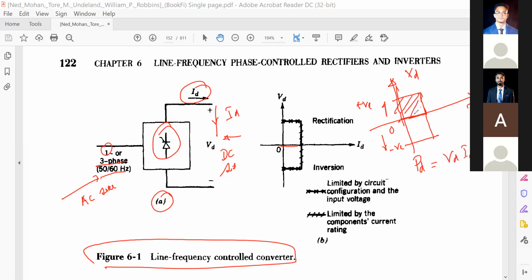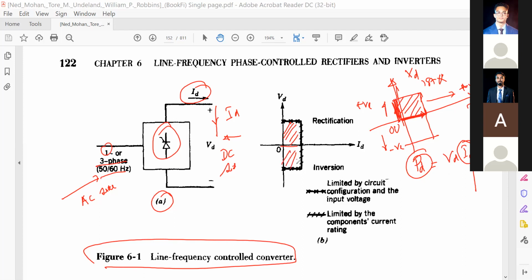So in this coordinate, is ID positive or negative? Zero, and this is positive, right? So ID is positive in the first quadrant. And VD? Positive. VD positive, so your PD is positive. So this region will be rectification, where it is absorbing the power.